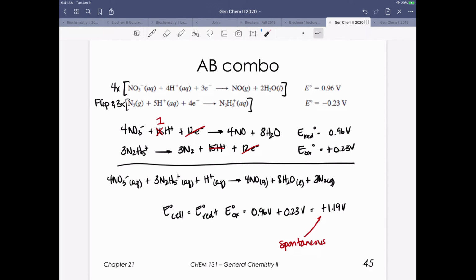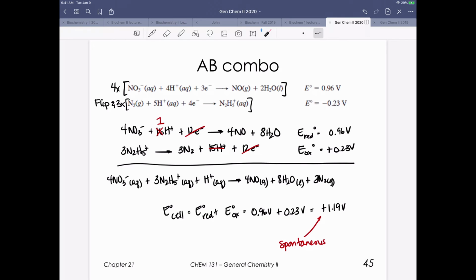So this is the guy that needs to be flipped, and we actually need to scale these quite a bit in order to have those electrons cancel. So the first reaction needs to be scaled up fourfold, remembering we do not scale the standard reduction potential. Our second reaction gets flipped, so it becomes an oxidation reaction, so we change the sign on that value, and then we need to scale that guy by threefold. That allows 12 electrons to be exchanged between these guys.